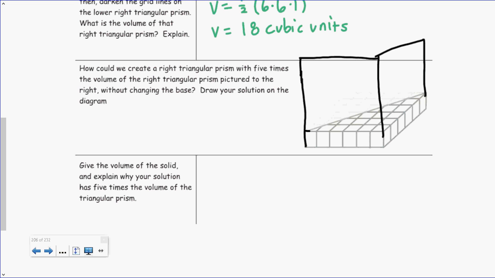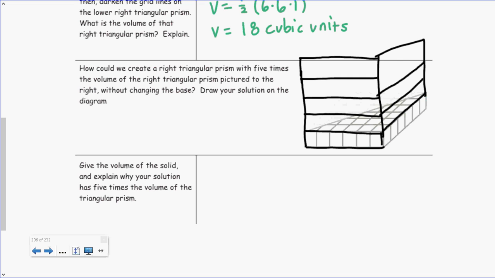So we have this one row here. Can you see that? It's 1 unit high. We're going to go ahead and make 4 more so that it's 5 units high. 1, 2, 3, 4. So now there's 1, 2, 3, 4, 5 units high.